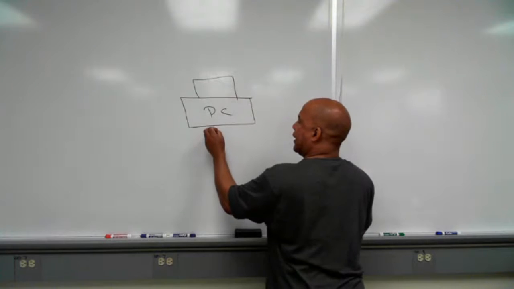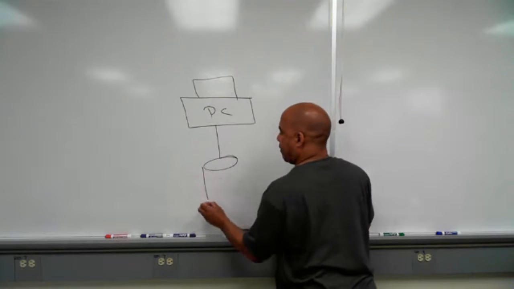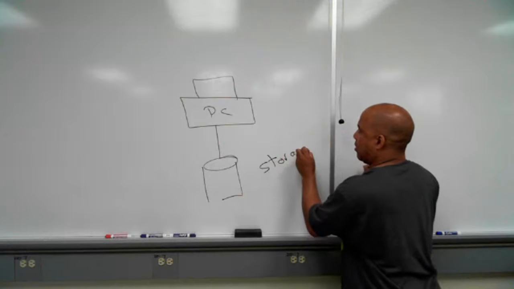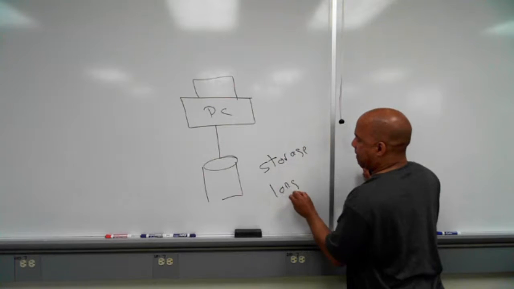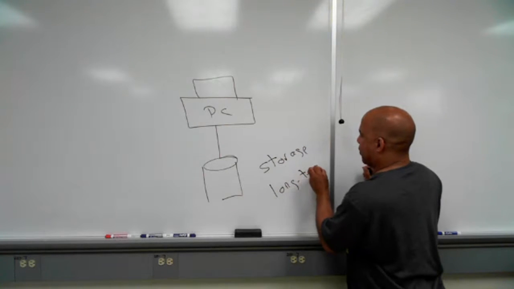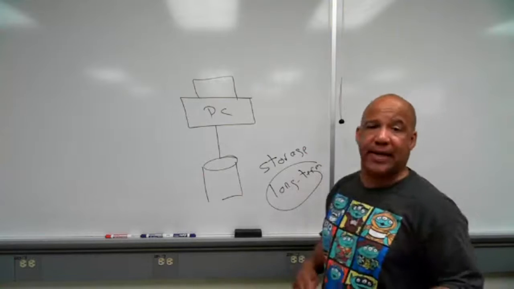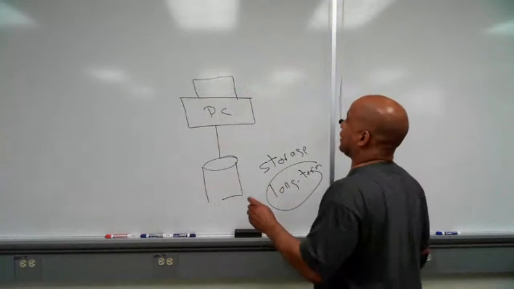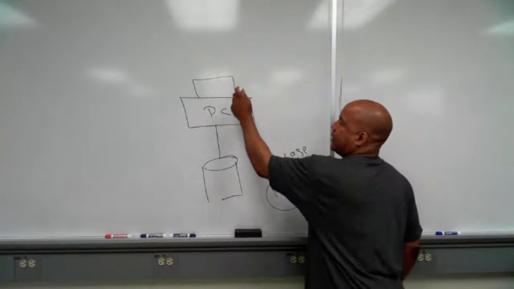PC. And then you have your hard drive. So that's long term. So when you hit the save button on any of your applications, any of them, you're saving it to here, not memory. Memory is actually inside of the PC.